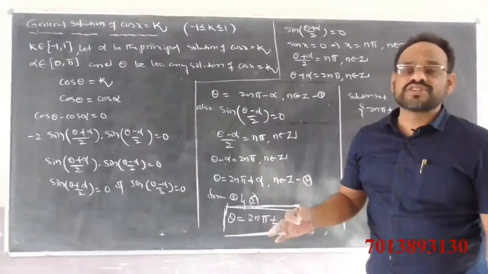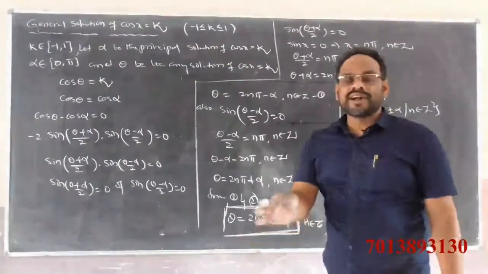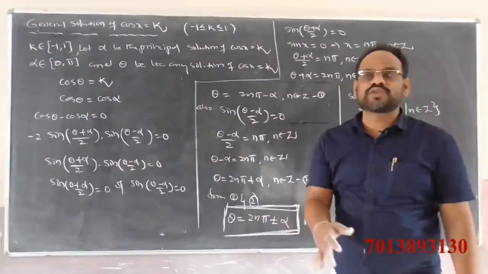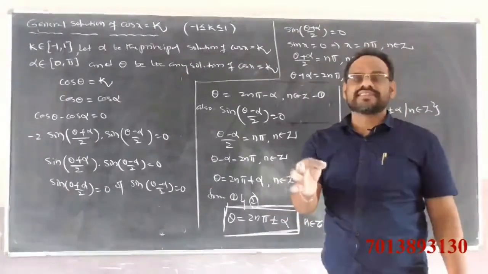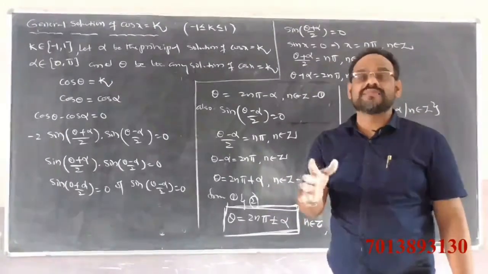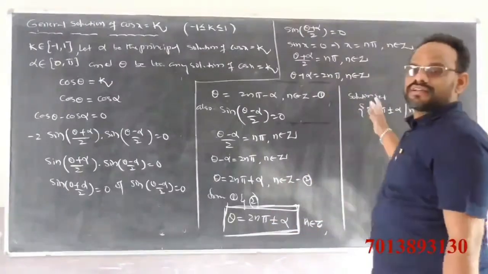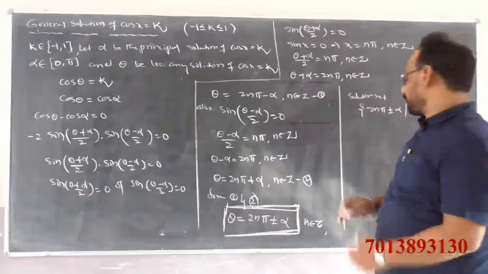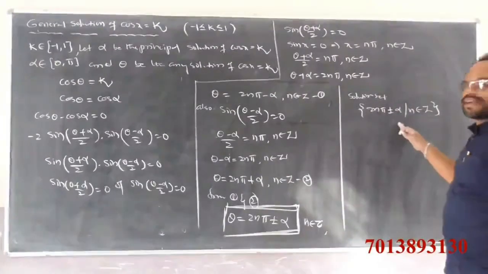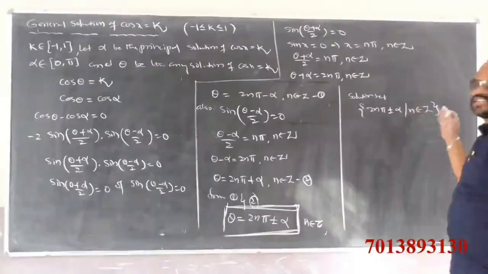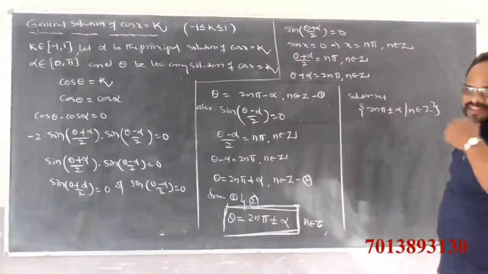What is the general solution of cos x equals k? 2n pi plus or minus alpha. What is the general solution of sin x equals k? Clearly that is theta is equal to n pi plus (minus 1) whole power n into alpha, which is the general solution of the given trigonometric equation. So the solution set is 2n pi plus or minus alpha, such that n belongs to Z, is the solution set of the given trigonometric equation.